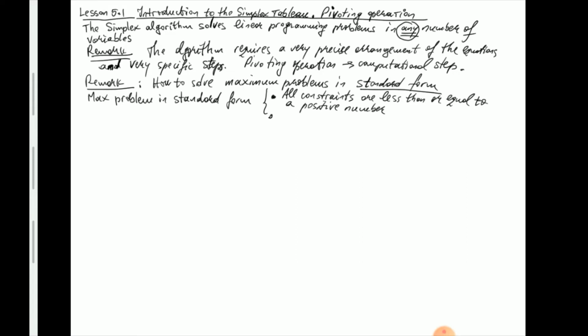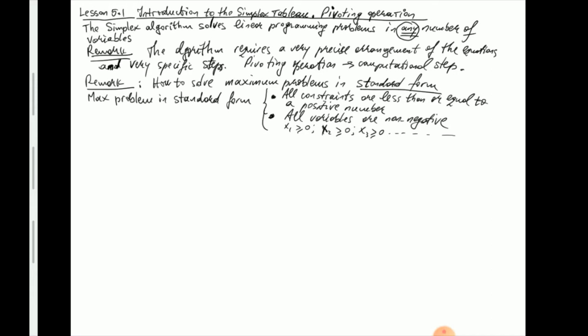And the second condition is that all variables are non-negative, meaning that x1 is greater than or equal to 0, x2 greater than or equal to 0, x3 greater than or equal to 0, and so on and so forth. So depending on how many variables you have, all of them should be non-negative, which is what happens usually anyway in many word problems.